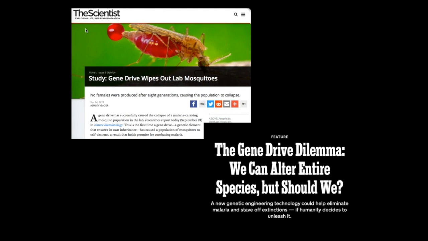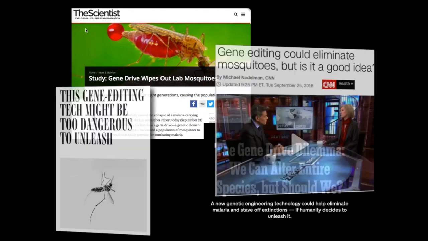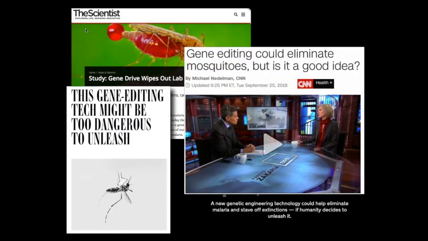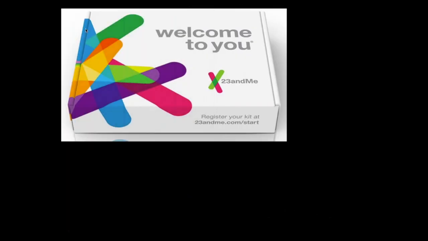So we can alter species with a gene drive. We know this works, but should we? And that's the sort of ethical question that we have to consider. Gene editing could eliminate mosquitoes, but is it a good idea? Is the technology too dangerous to unleash?